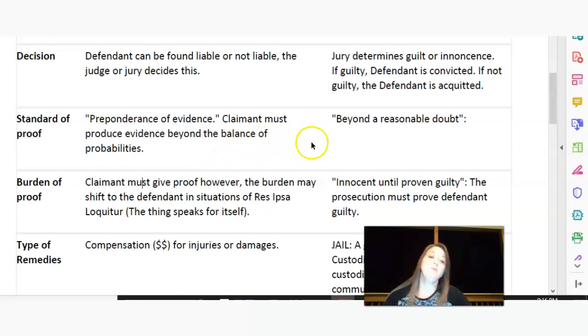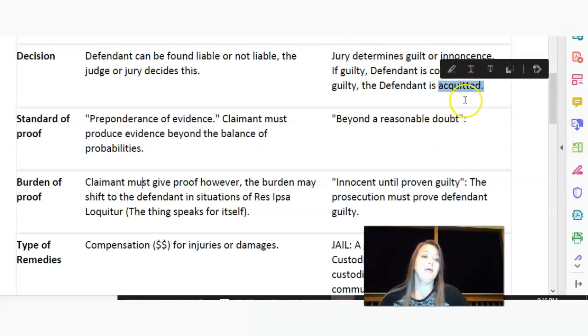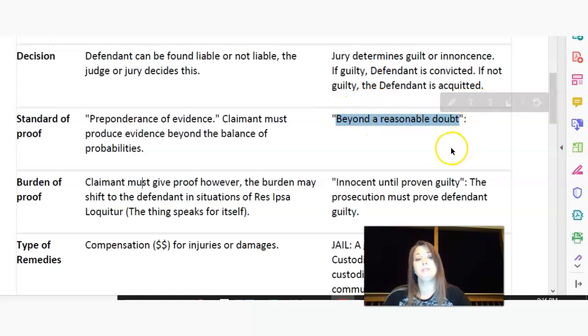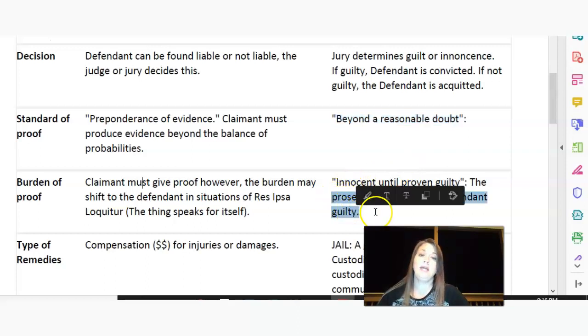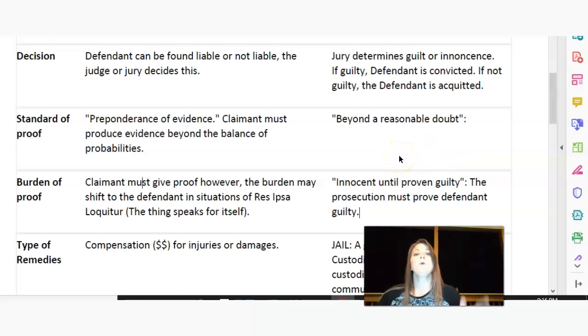as opposed to on the criminal side over here, where a jury determines guilt or they will acquit the defendant. In a criminal case, you have guilt beyond a reasonable doubt, which means that the person is innocent until proven guilty, and the prosecution has to prove that the defendant is guilty, and that's on a criminal side. Which one do you think requires more proof of guilt, beyond a reasonable doubt or preponderance of evidence? I hope you said beyond a reasonable doubt. In a criminal case, you just have to have that advanced level of proof in order to determine someone guilty.